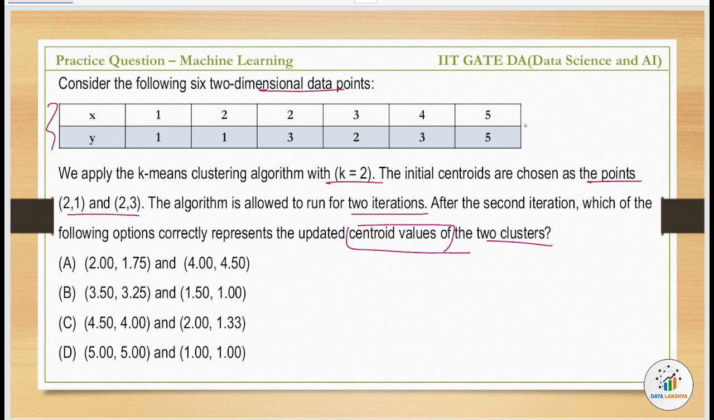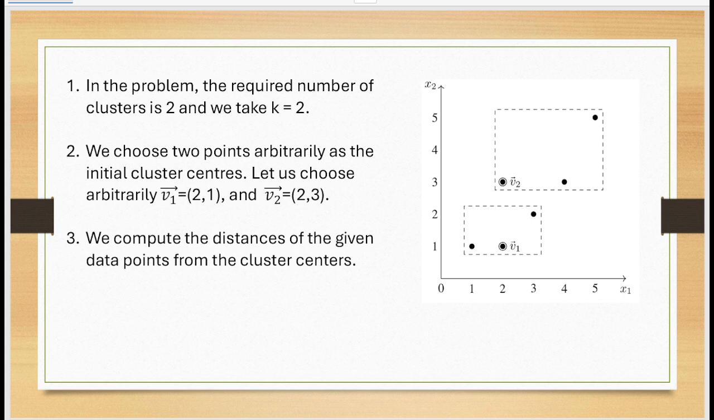So now we are taking these points on the xy plane. Clearly, these are the points x1, x2, x3, x4, x5, and we have to make two clusters, since k equals 2. This is the C1 cluster and this is the C2 cluster. This point (2, 1) is the centroid for C1, and this one (2, 3) is the centroid for the C2 cluster.